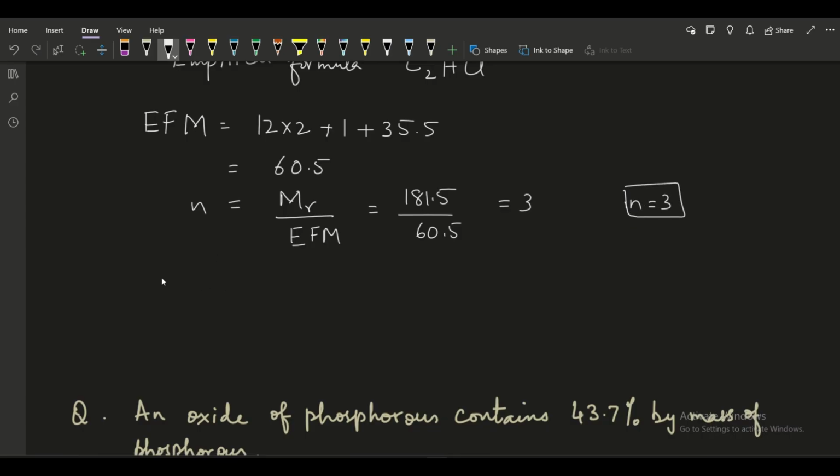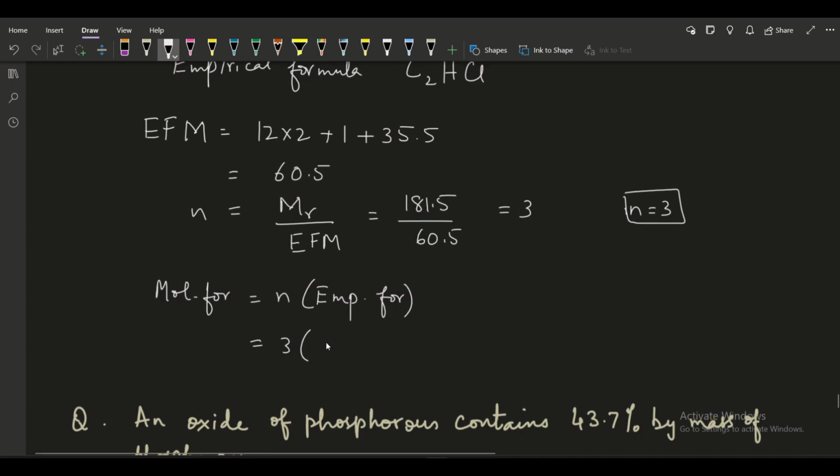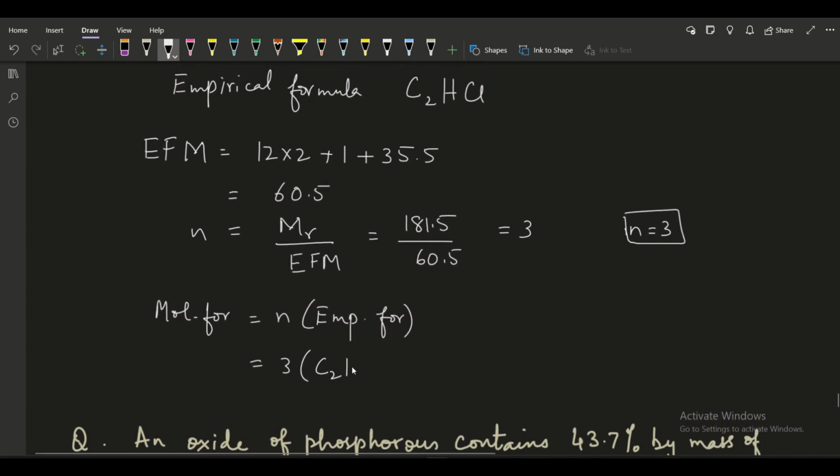Now you have to find out the molecular formula. Molecular formula is equal to n multiplied by empirical formula. It means it's 3 multiplied by the empirical formula, which was C2HCl. Alright, so the molecular formula would be C6H3Cl3.